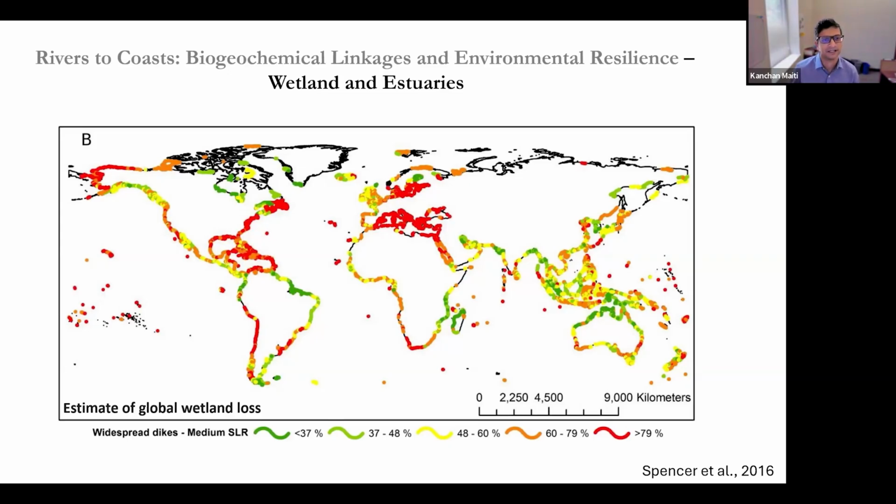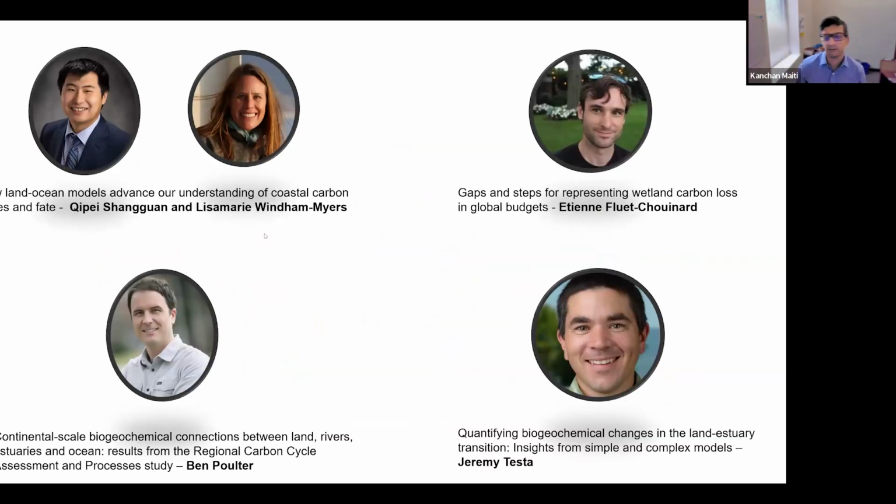We have an awesome lineup for today. We have Qipei and Lisamarie talking about the coastal carbon fluxes and fate. Then we have Etienne talking about the wetland carbon loss, as we saw there, and where that carbon goes and what we are missing. Then we'll follow it up with some modeling work by Ben on the regional scale modeling for all these 3 different aspects, the land, the ocean, and estuaries and river. And then we'll have Jeremy talking about the biogeochemical changes.